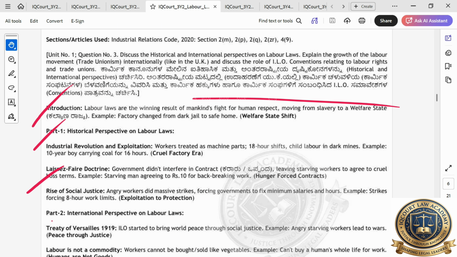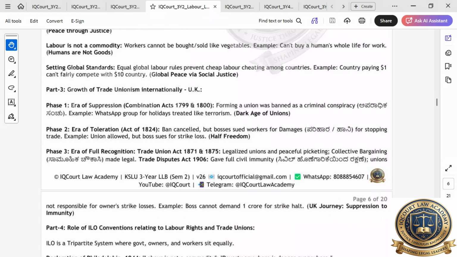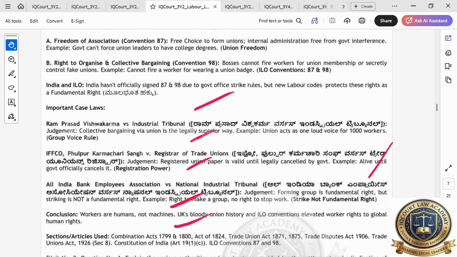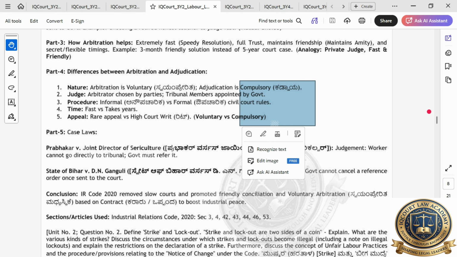For this one question we are explaining this much in the short notes, and this question and the introduction, all very nicely in the shortest manner with full of keywords. This is what we call JUSTPASS study material. Whatever you can see, everything is there. Introduction is there, explanation is there, sections are there, case laws are there, conclusion is there. See all the sections we are explaining. This is unit number 2, question number 1. The sections, difference, arbitration, case laws, conclusion.